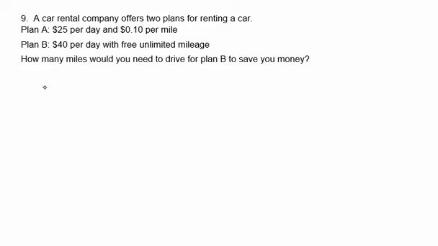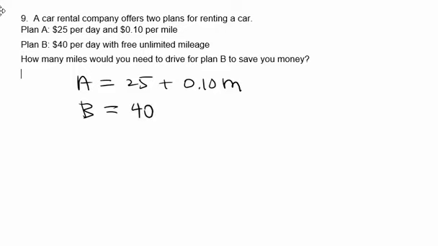So we're going to write expressions for each of these. Okay, we'll say Plan A is $25 per day plus 0.10m, where m is the number of miles driven in a day. And Plan B is $40 per day. Okay, so $40 no matter what. And we're just going to set these equal to one another. So 25 plus 0.10m is equal to 40.